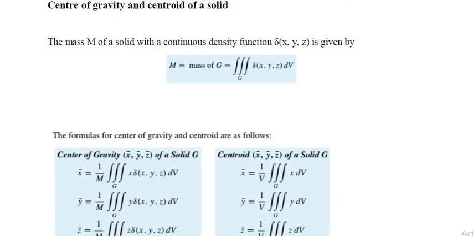For the centroid, x bar is equal to 1 by V triple integral over G of x dV. Y bar is equal to 1 by V triple integral over G of y dV. And z bar is equal to 1 by V triple integral over G of z dV.